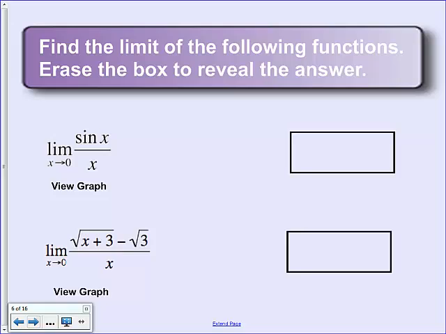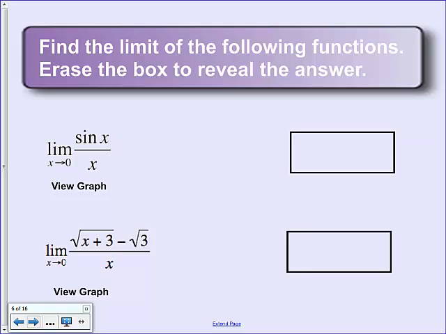Here, find the limit for the following functions. The first thing I want to do, now this limit right here, the limit as x approaches 0 of sine x over x, it is very, very important that you memorize this one. Get it memorized. So first thing I'm going to do is look at the graph.